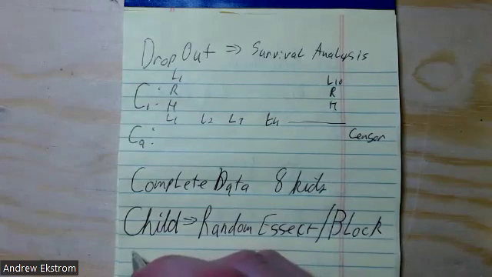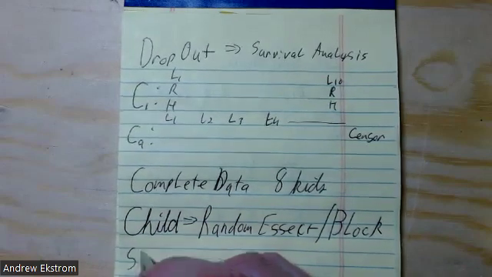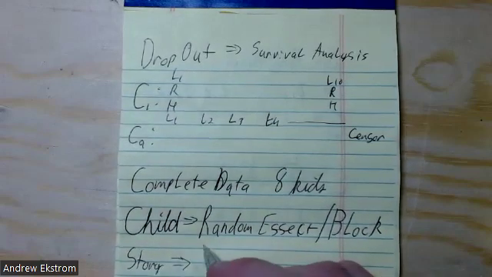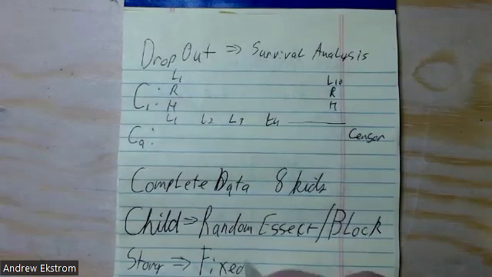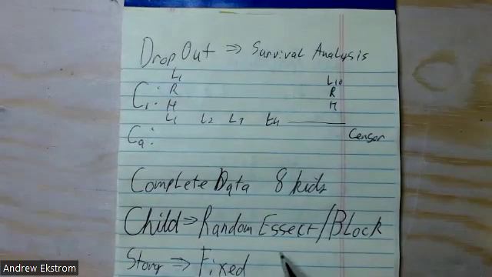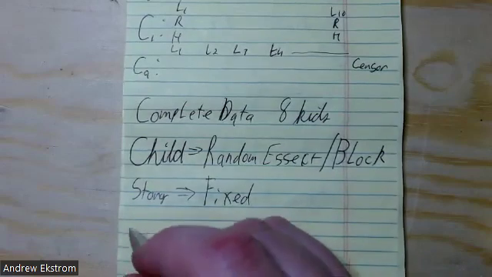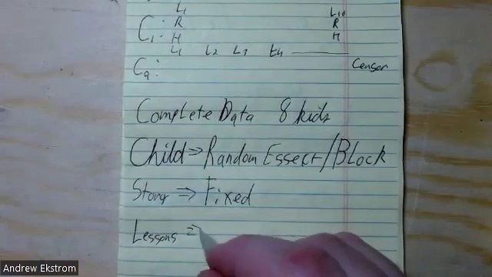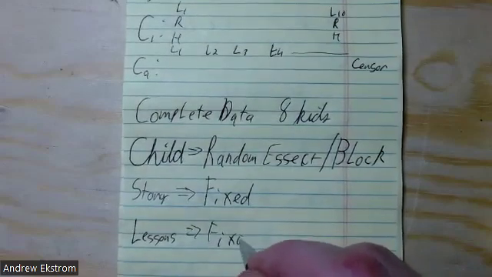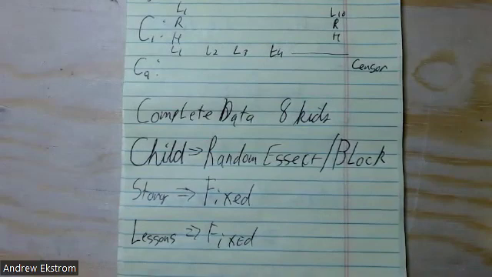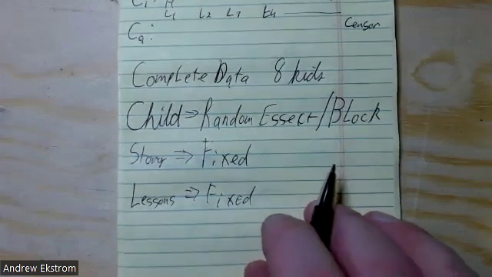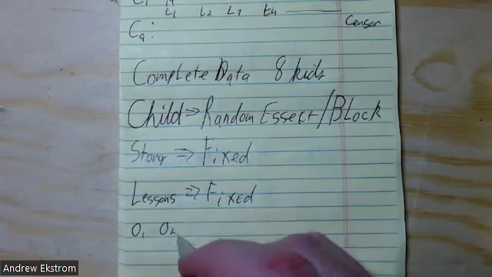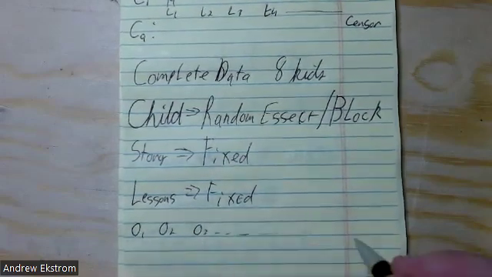The intervention, the story, we do control that. So that's going to be a fixed effect. We have the number of lessons. That is controlled. So we have what's called a fixed effect. And then we have outcome for lesson one, outcome lesson two, outcome lesson three, and so on.